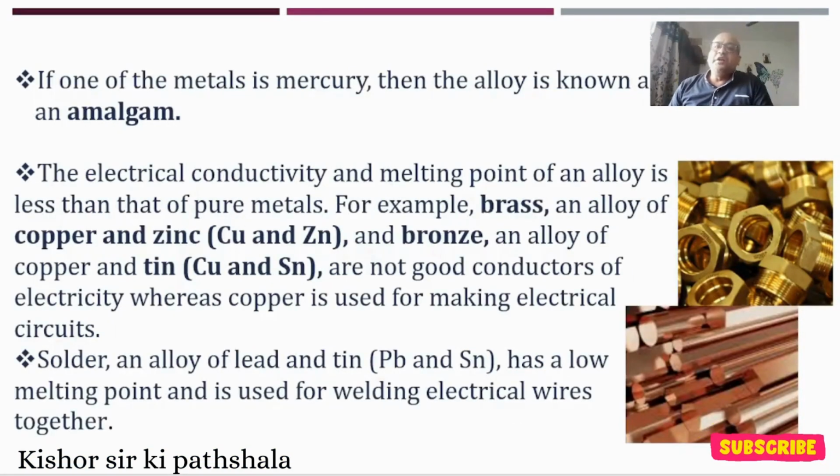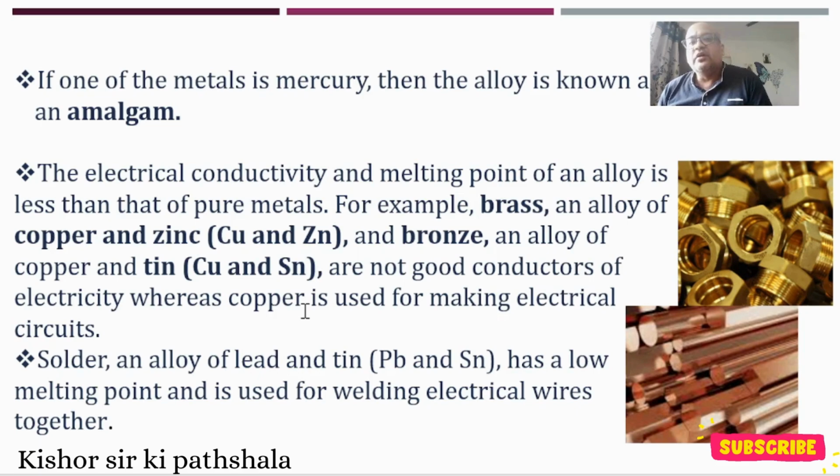If one of the metals is mercury, then the alloy we make is known as amalgam. The electrical conductivity and the melting point of an alloy are less than those of the pure metal. That we need to remember. For example, brass is an alloy of copper and zinc. Bronze is an alloy of copper and tin. They are not good conductors of electricity.